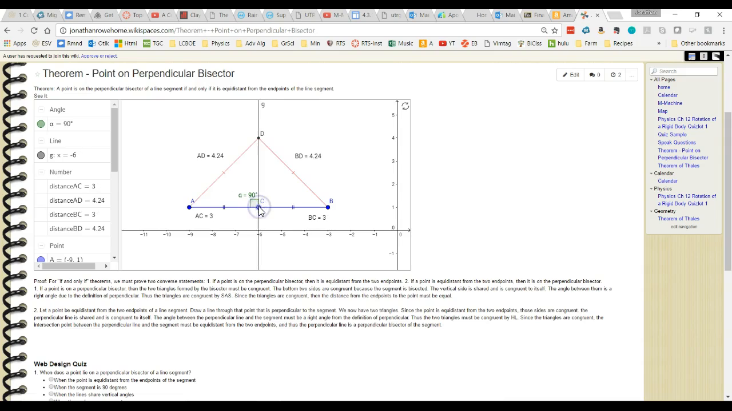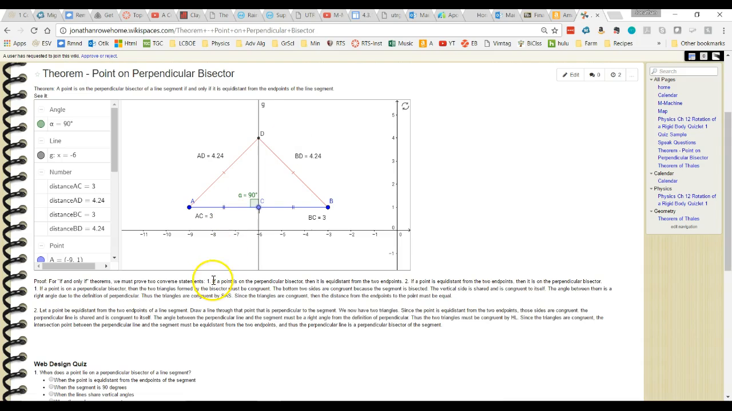Oh, something special just happened. This point now has become the midpoint of A and B, which means that this line CD is now a perpendicular bisector of the segment AB. Thus, point D lies on the perpendicular bisector. Now look at this, the relation between AD and BD. The distance from A to D and B to D is now the same.